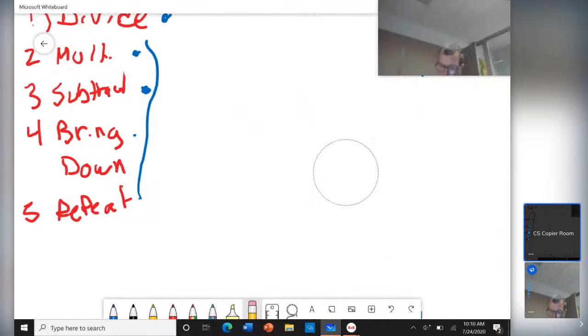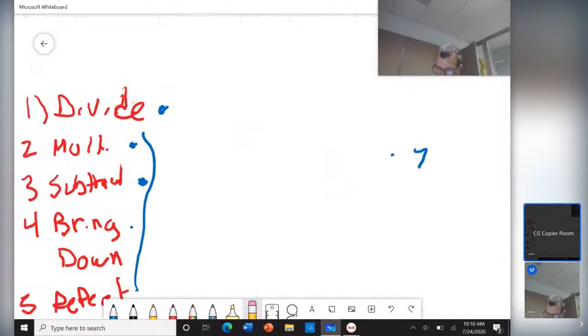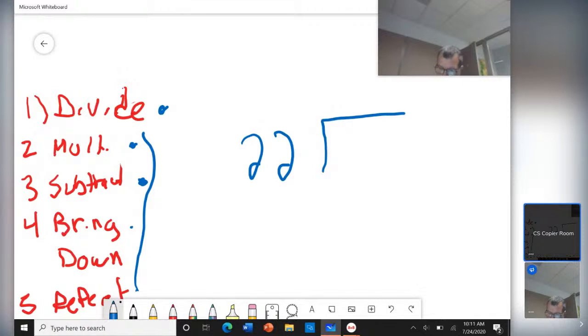It's always outside, inside. And let's do 22 into 66. Okay, so outside into inside. Okay, so we know 22 is bigger than 6, so it's not going to go into that first number, but it will go into the second number. 22 will go into 66 3 times.